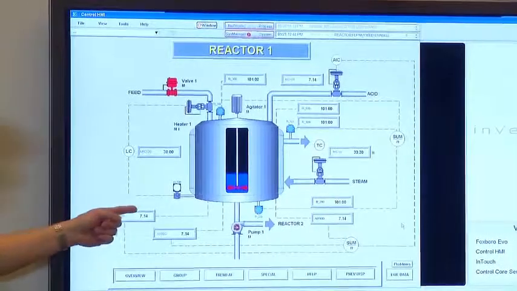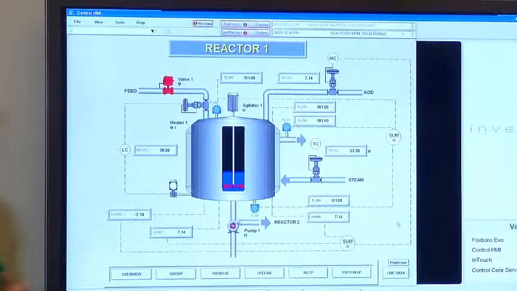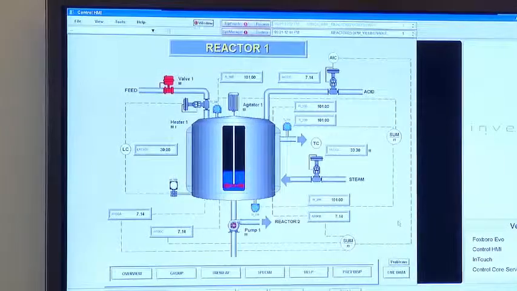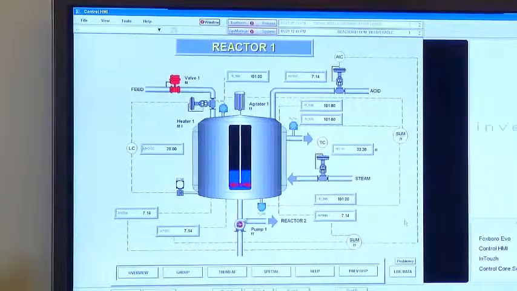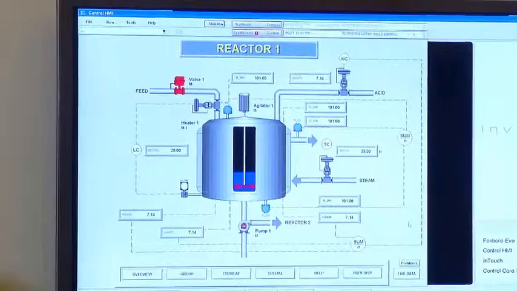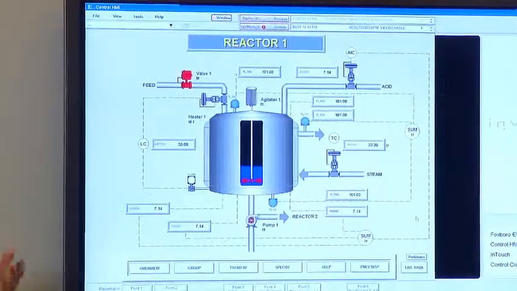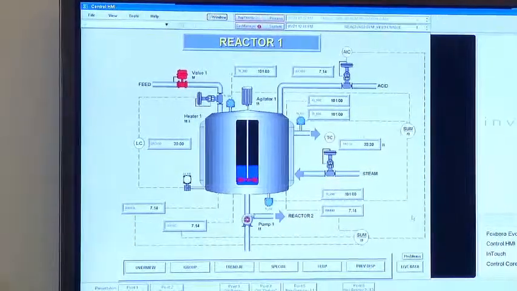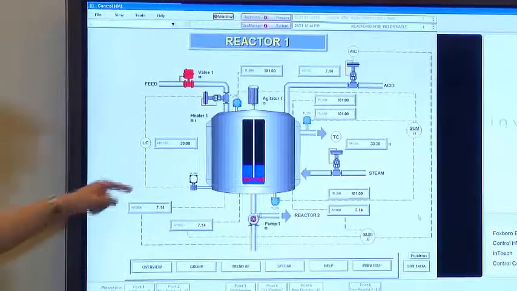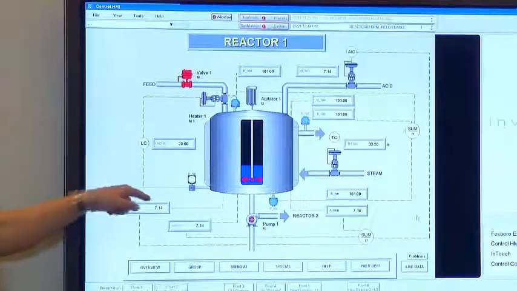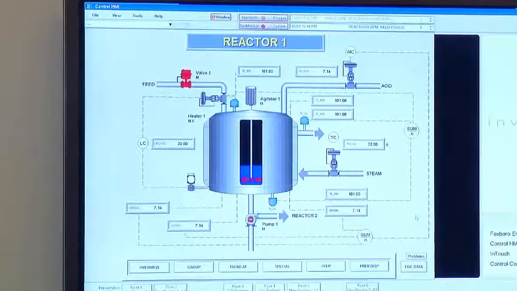So for example, if you see these numbers here, they tell you data, this is data, but it doesn't tell you any information. You don't see if your plant is running good, if your plant is running bad, if you're close to a trip, or if the relation of these two values to each other makes sense or not.